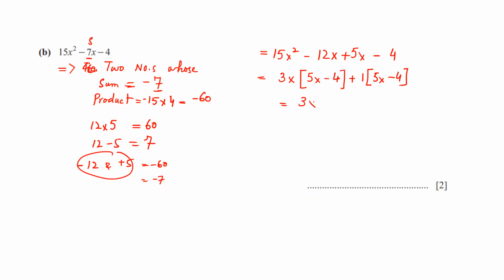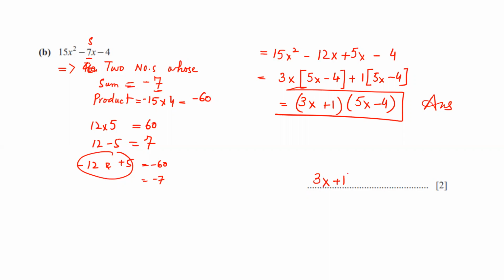This comes out to be 3x plus 1 and 5x minus 4. So this is your answer. Let's see how simple this is: 3x plus 1 and 5x minus 4. Another way to solve it is to use the quadratic formula.